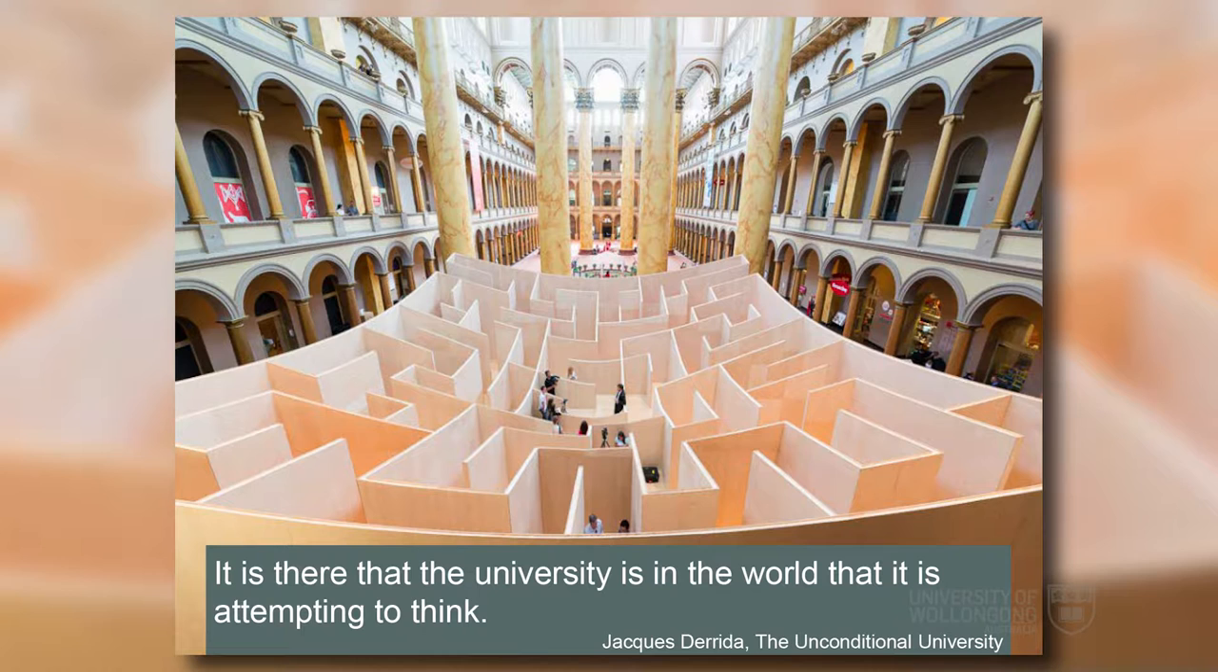And here I draw on French philosopher Jacques Derrida. Now, Derrida is not everyone's cup of tea, quite a lot of the time also not mine, but in this essay on the structure and opportunities of the unconditional university, which he makes clear is really the less conditional university, that's what we're really pitching for, he says very beautifully that it's on the border between what we do and what we could imagine ourselves doing, that the university is right in the world that it is attempting to think. And I don't think we could put it much more clearly than that.